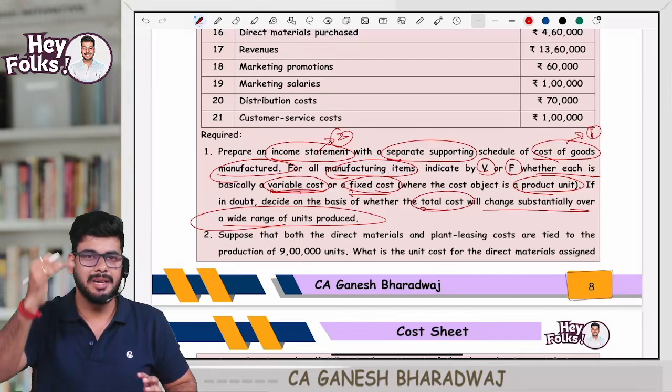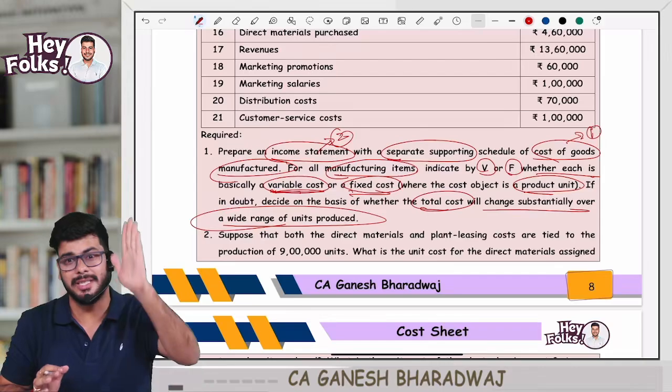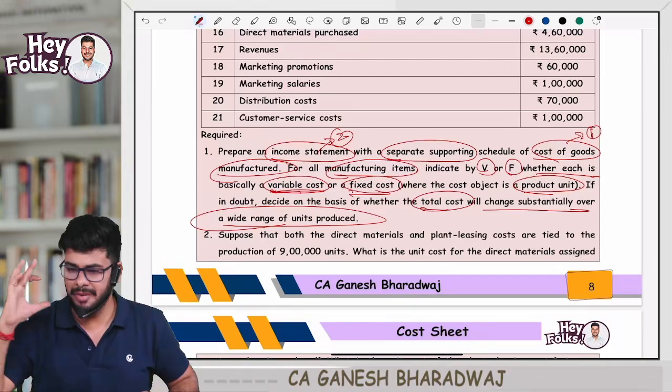Just see, if I increase the production, overall, will it increase? Yes, in that case, call it variable. That's all. Don't look at exact proportion and all. This is ideally not the test here. The test here is about preparing your cost sheet. Shall we get started, guys?